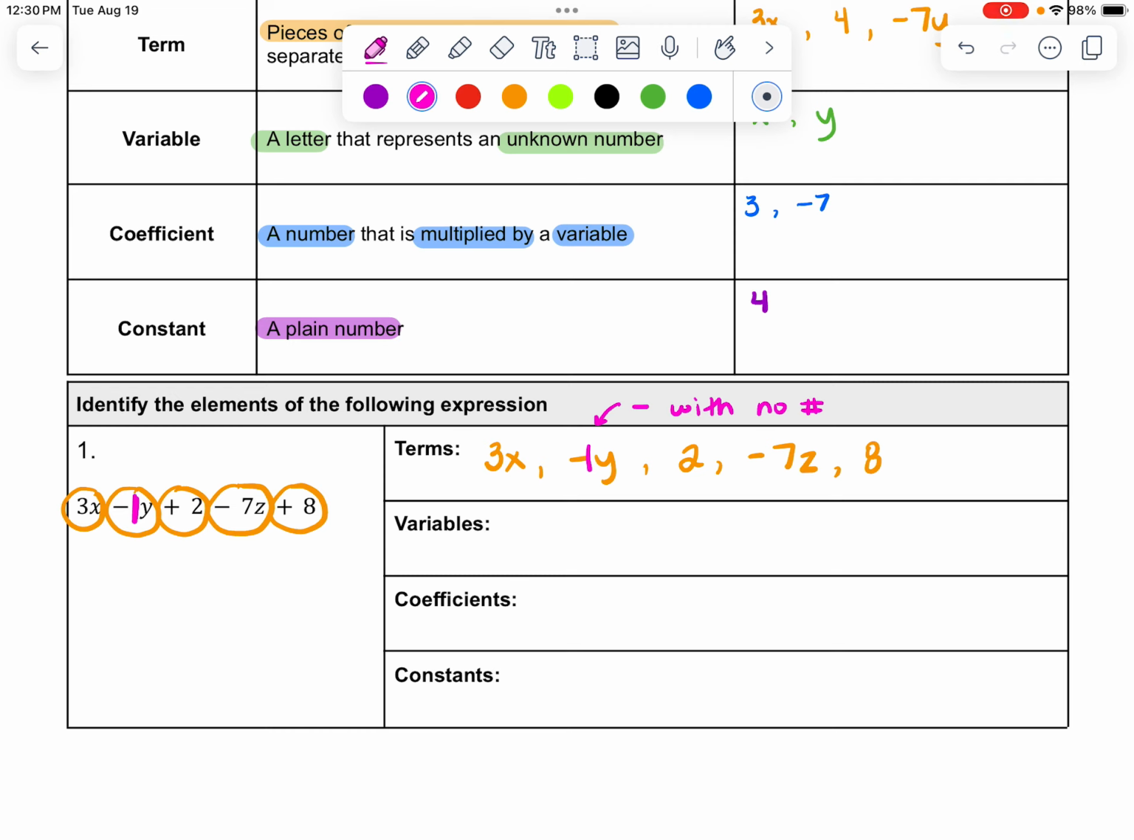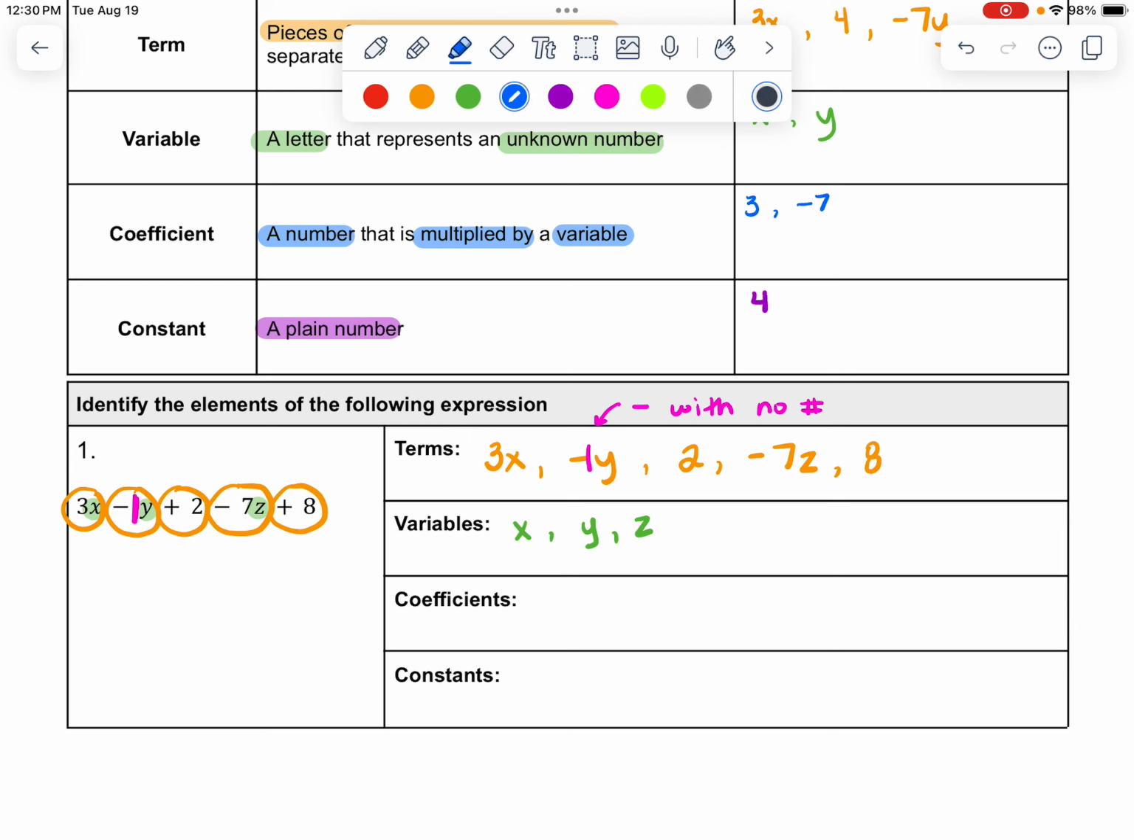Now let's talk about the variables. The variables are always the letters in the expression. So in this case, we've got x, y, and z. So my variables would be x, y, and z.